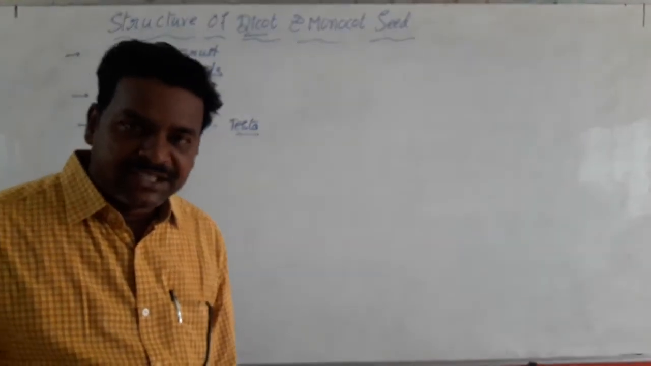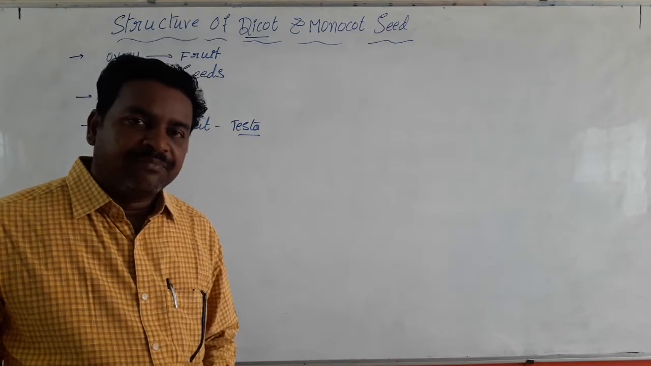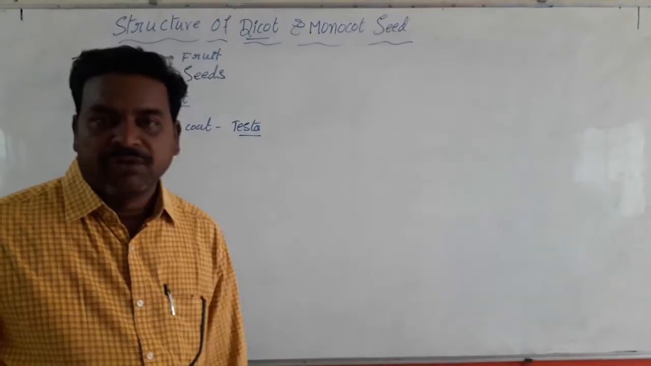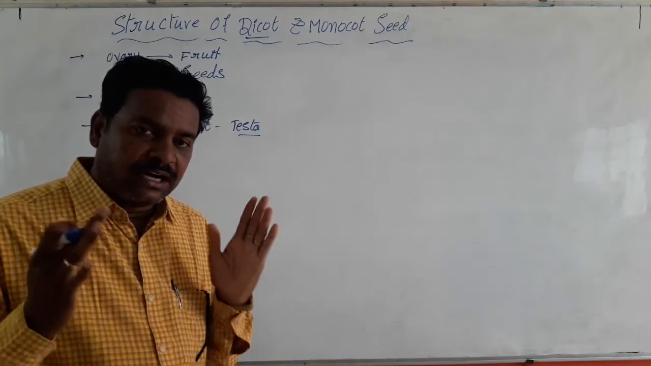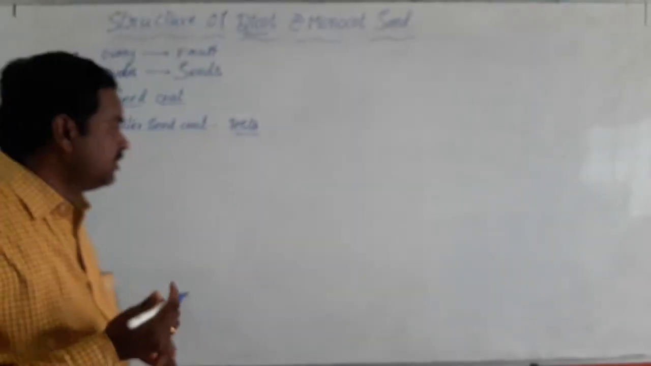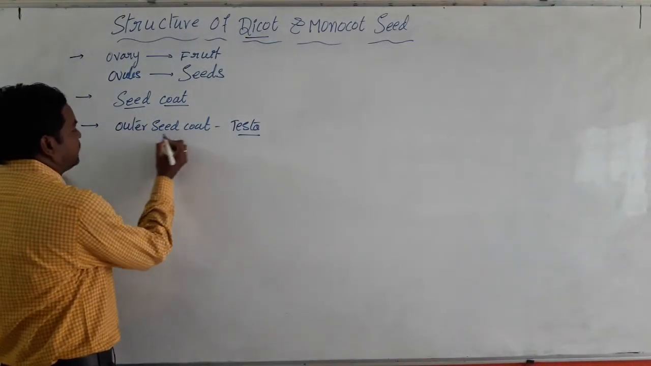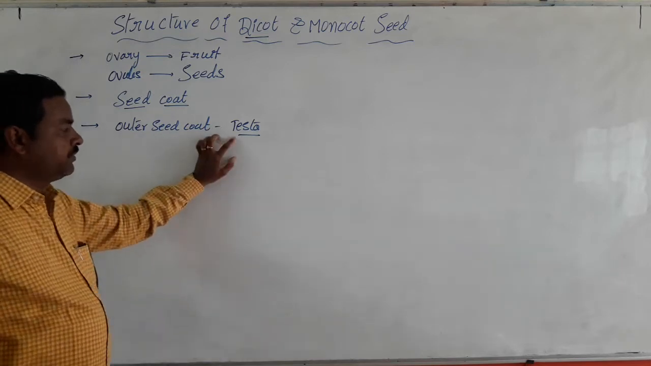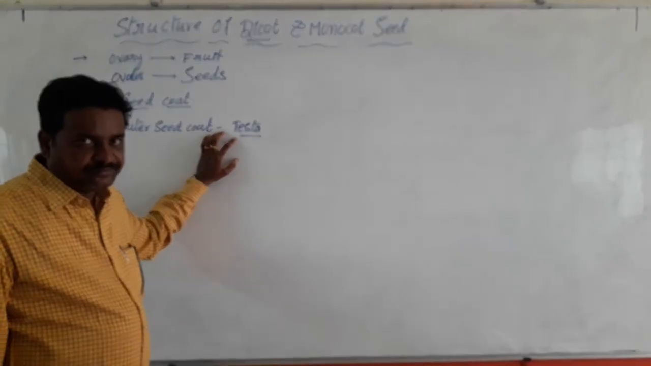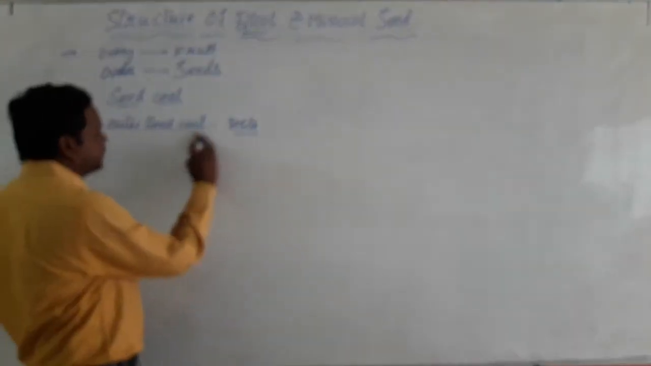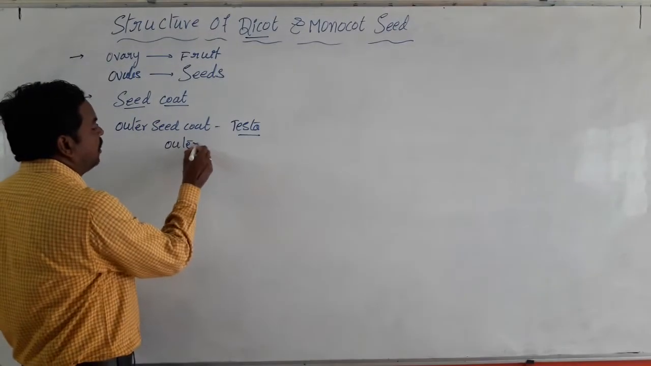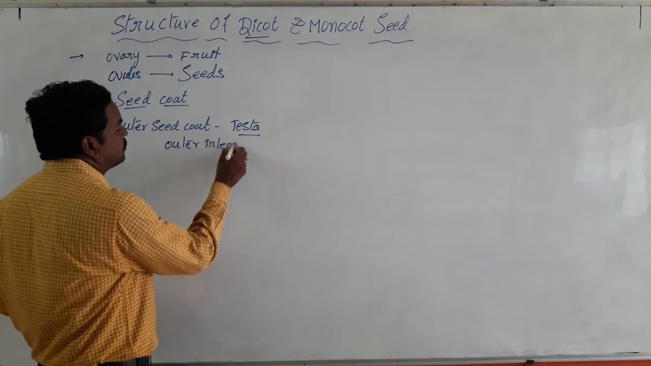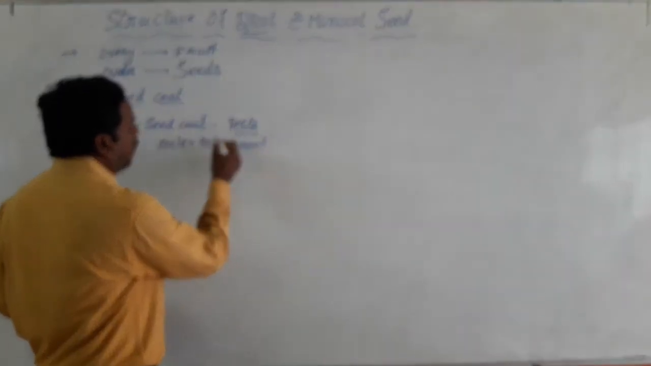Actually, this testa is developed from the outer integument of the ovule. Every ovule is represented by either one or two integuments. They are the coverings of the nucellus. So after completion of fertilization, the outer seed coat, also called testa, is developed from the outer integument.